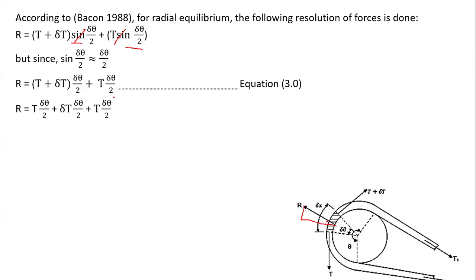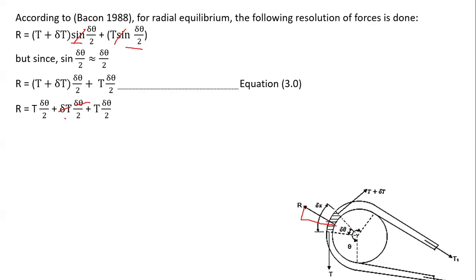Next, we can open the brackets. You multiply t by d theta. You have t d theta over 2. Then you also have delta t delta theta over 2 plus t delta theta over 2. Now this and this give us very negligible values. That's one way of analyzing it.